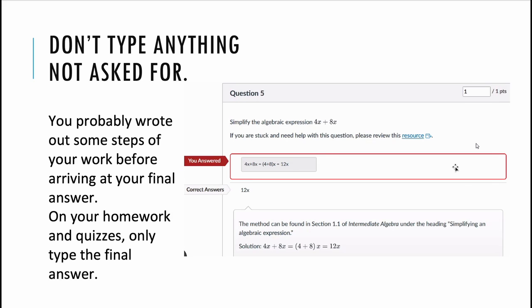So if the answer is 12x, you want to type the number 1, no space, the number 2, no space, and then an x, no space. You cannot put 12 space x and expect the program to know what you mean. So remember, don't type anything that's not asked for.